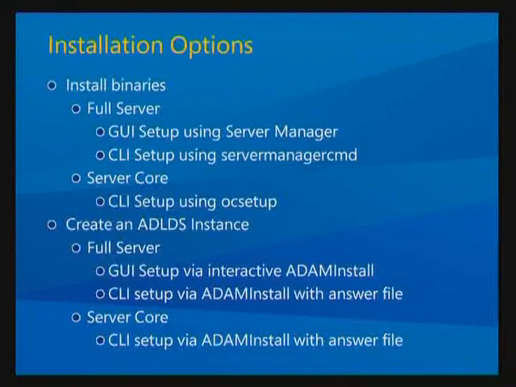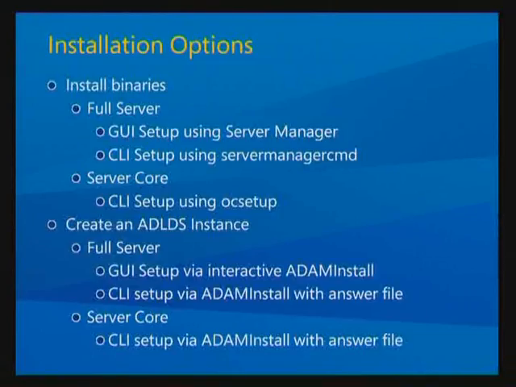Okay, so how do we go about installing AD LDS? The first thing we need to do is get the binaries onto the machine. You'll probably be aware that Windows Server 2008 gives us a much more granular mechanism in this concept called roles. So I can say this server only has the AD LDS role on it. How do I get the binaries onto that server? There are two ways. If I'm using a full server, I can either use a GUI setup using the Server Manager tool, or a command line setup using the ServerManagerCmd tool.